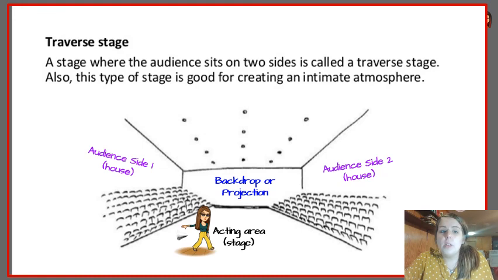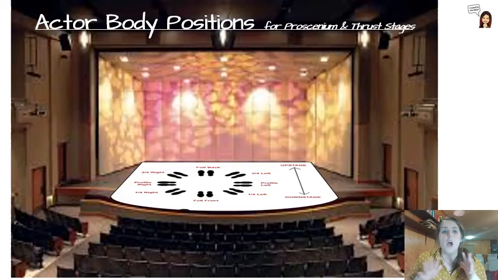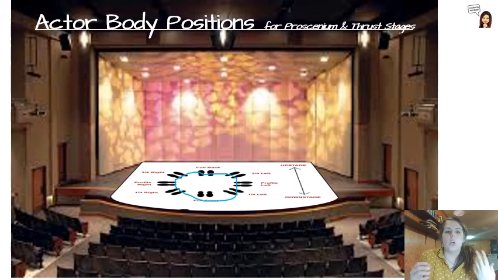Okay, so now that we've covered all the stages, we're getting into the body positions. So you've got stage directions where people go, but once they get to those points, where do they need to be positioned? That's what we're going to cover next. All right, so now we're going to talk about actor body positions. These are intended for both proscenium and thrust stages. If you look on here, you've got a nice circle. I'm going to draw this circle out. The director has told you what area to fall into, right? Go upstage right. That's great, but what is your body position?